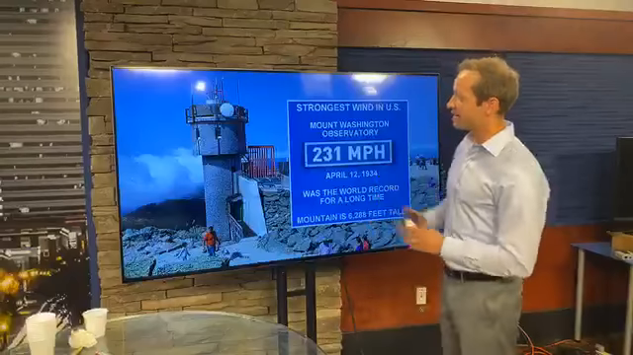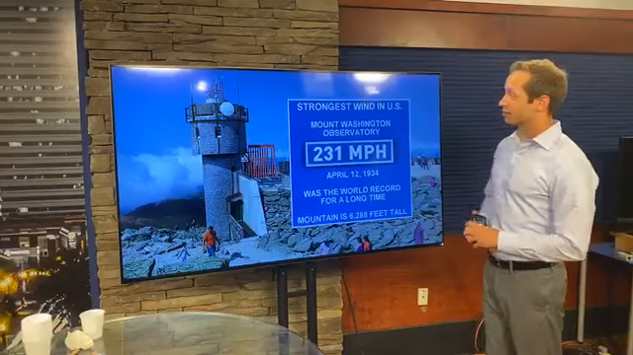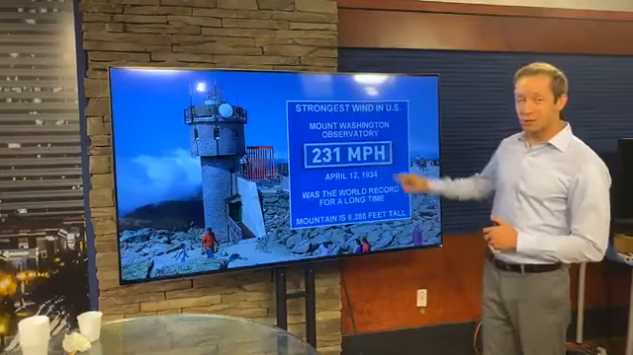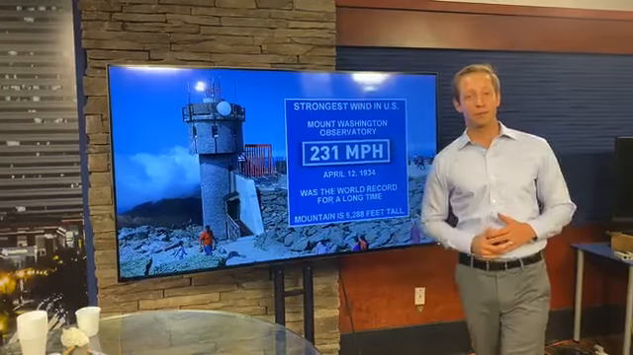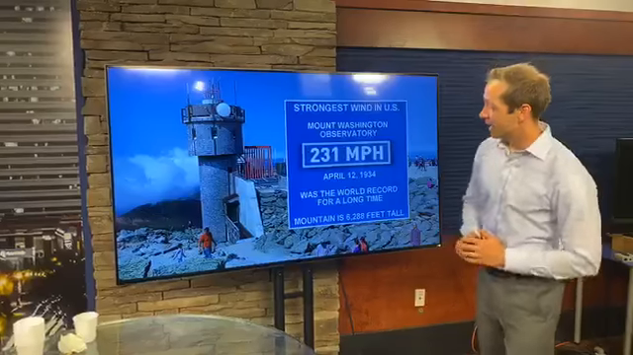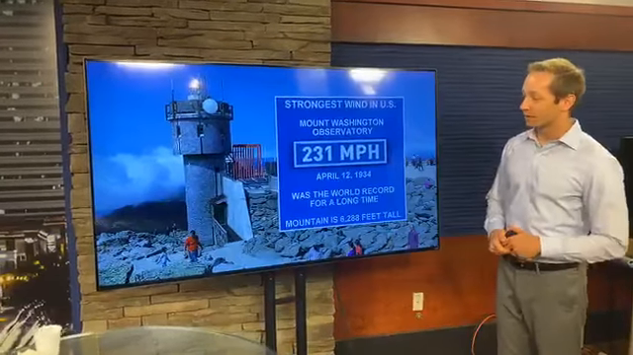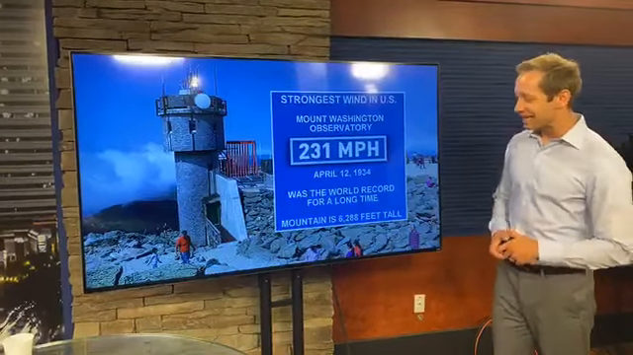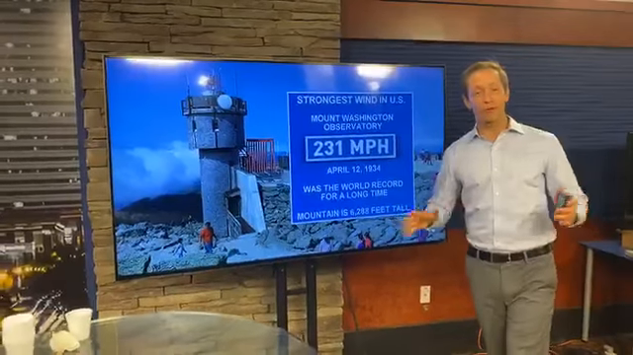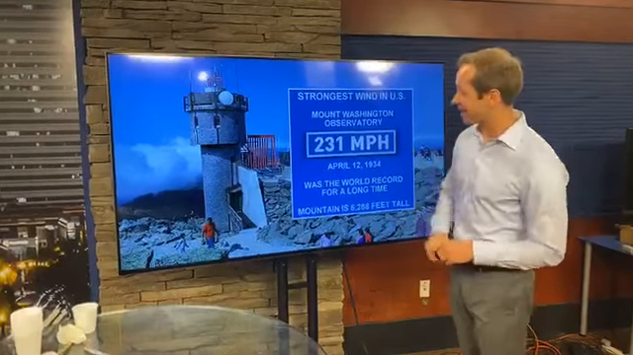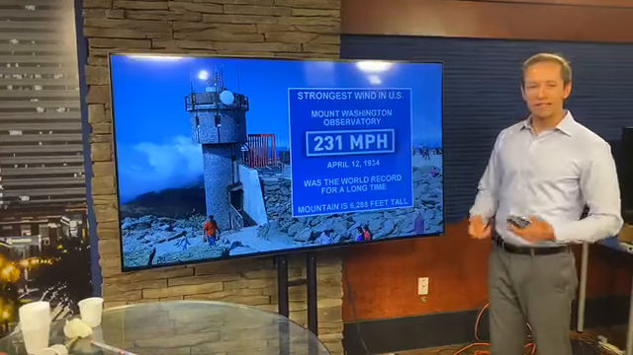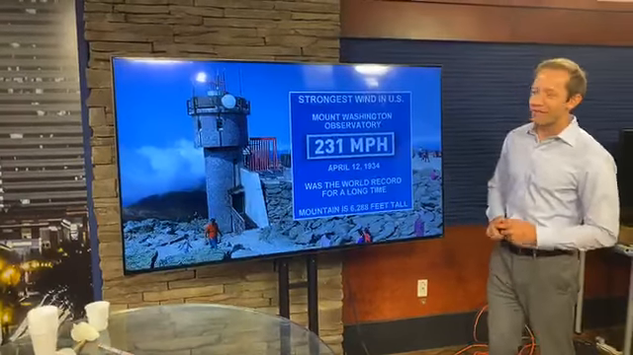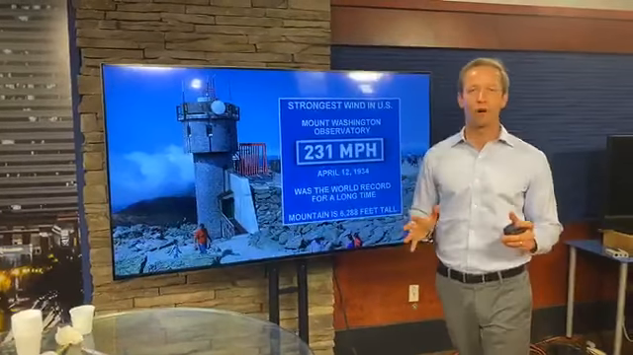So I want to talk about some of the wind speeds that we've seen on the planet. The strongest wind in the United States, this used to be the world record for a while, 231 miles per hour. This is in New Hampshire, at the Mount Washington Observatory, and that was measured back in 1934. It was the world record for the strongest wind on land, 231 miles an hour. But you have to keep in mind, that mountain is more than 6,000 feet high up in the sky. But they get all sorts of wild weather there.